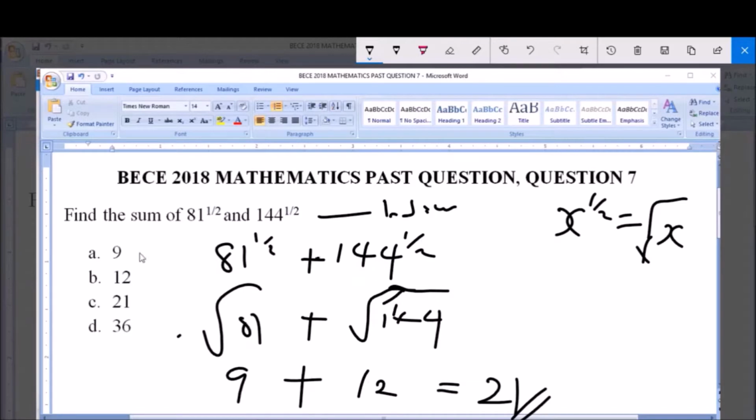Now from our options here, A says what? 9, which is wrong. B says 12, which is wrong. C says 21, which is correct. And D says 36, which is wrong. So our answer to this question is C, 21.